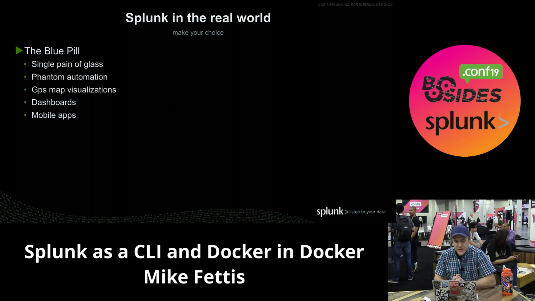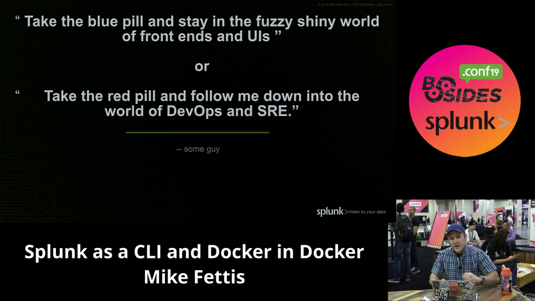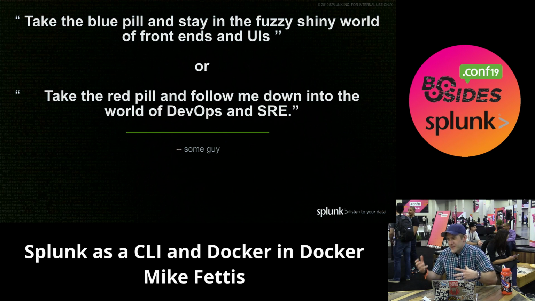All right, so Splunk in the real world. We have two options. You have the blue pill and the red pill. The blue pill is the single pane of glass with your Phantom automation, your GPS visuals, your dashboards, and your mobile apps. Everything pretty and shiny and front end. The red pill is terminals, scripts, and machine automation, computer automation. You get your JSON, you get your APIs, and lots of Docker. All of the ugly, horrible stuff. So you can take the blue pill and stay in this fuzzy, shiny world of front end and UIs, or take the red pill and follow me down into the world of DevOps and SRE and awesomeness.